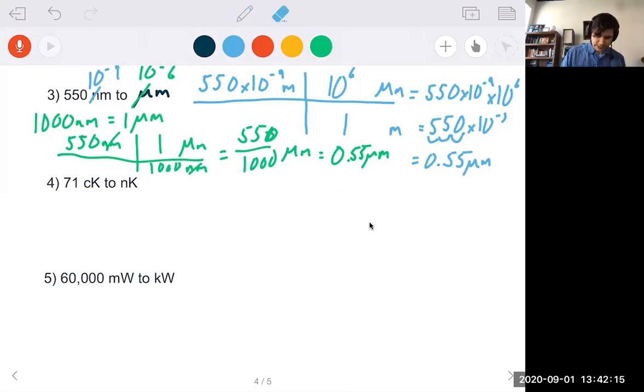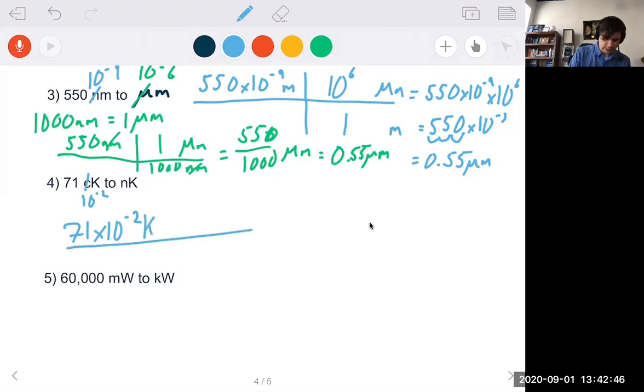All right, so continuing on, 71 centikelvin to nanokelvin. Get rid of the centi. Let's go to our base unit, our Kelvin, our measure of temperature. Centi is 10 to the minus 2. So I'm going to rewrite this. 71 times 10 to the minus 2 Kelvin. I'm going to use my train tracks method. Now I want to go from Kelvin, because I want to cancel those units out, to nanokelvin.